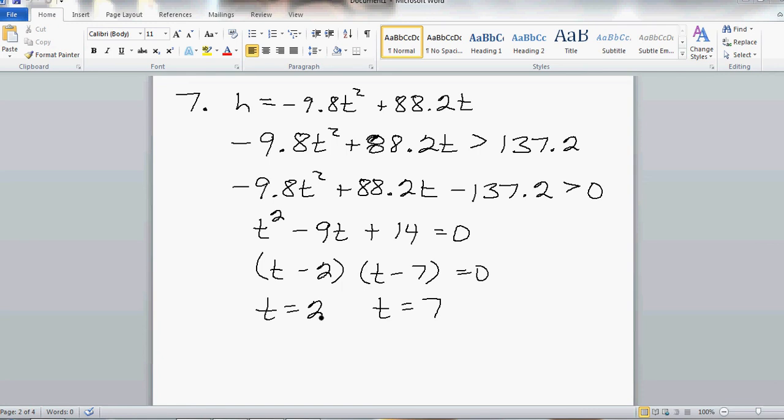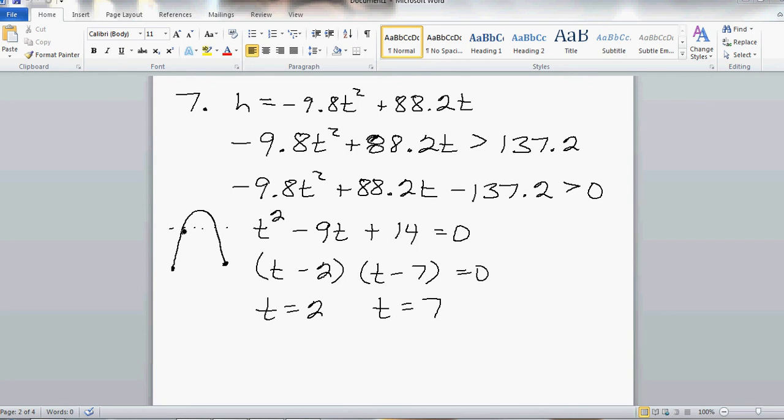So we have to think about it. It starts from the ground, it goes up. At a certain point, it's going to hit 137.2 meters, and then it's going to come right back down. So 137.2 might be up there. But the question is, when does that occur?